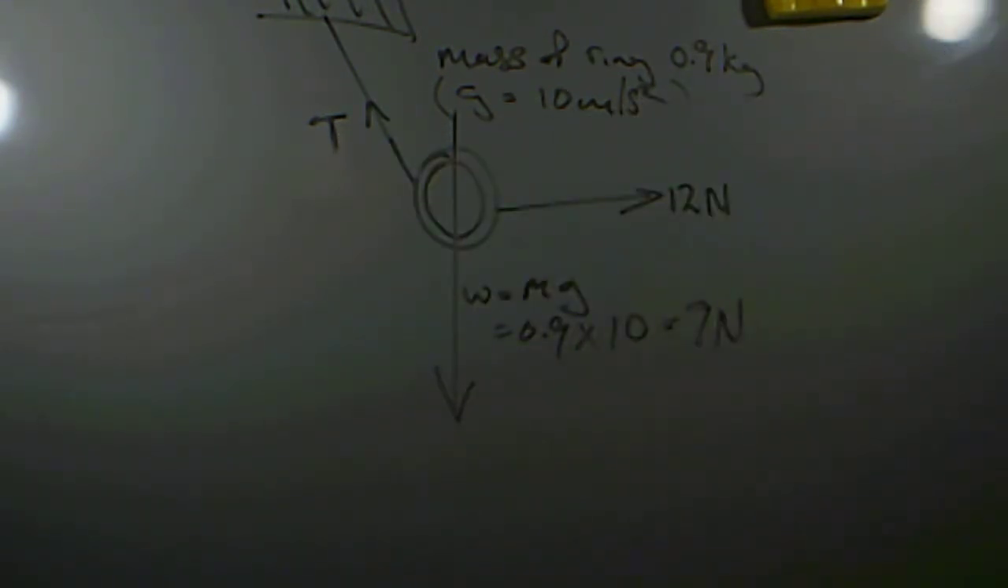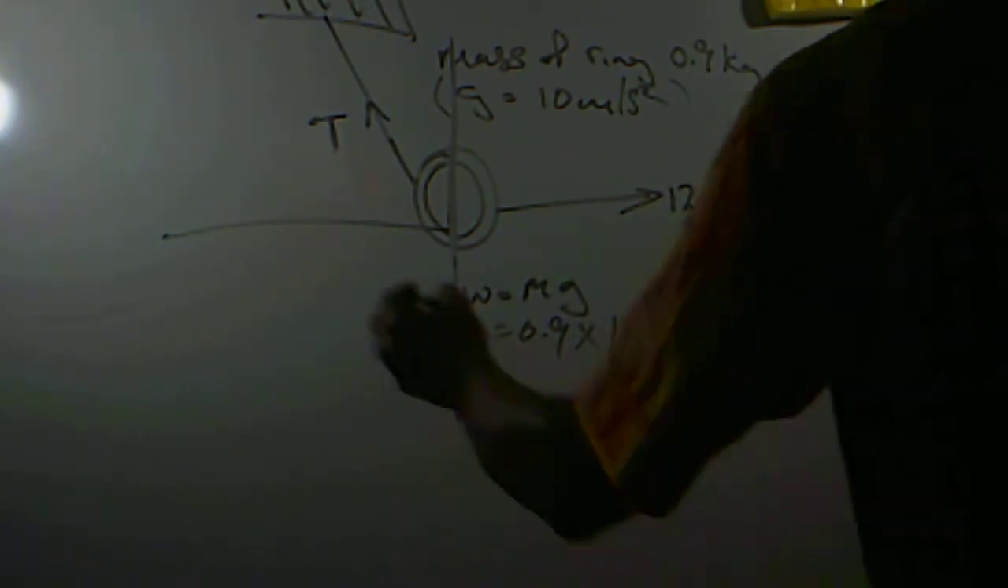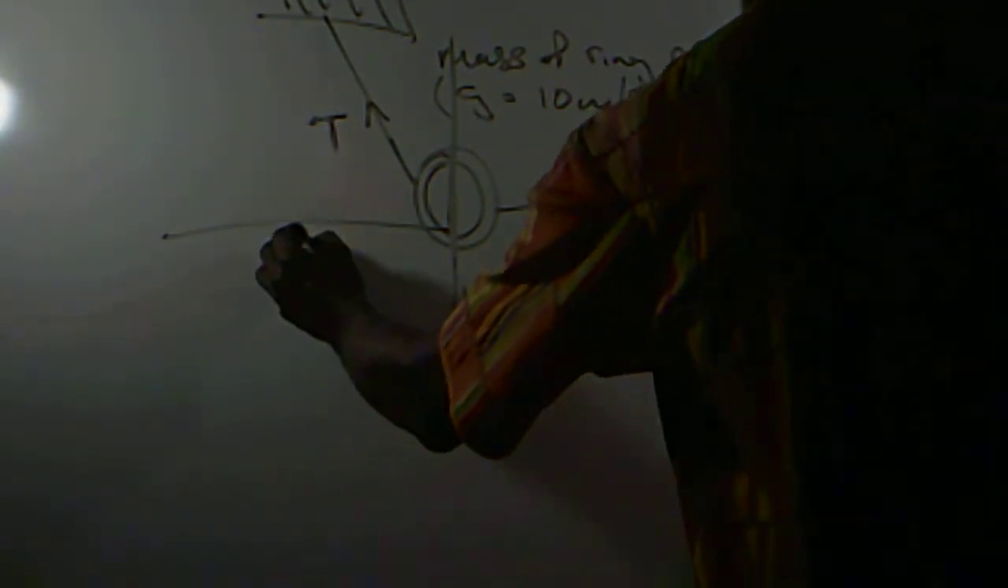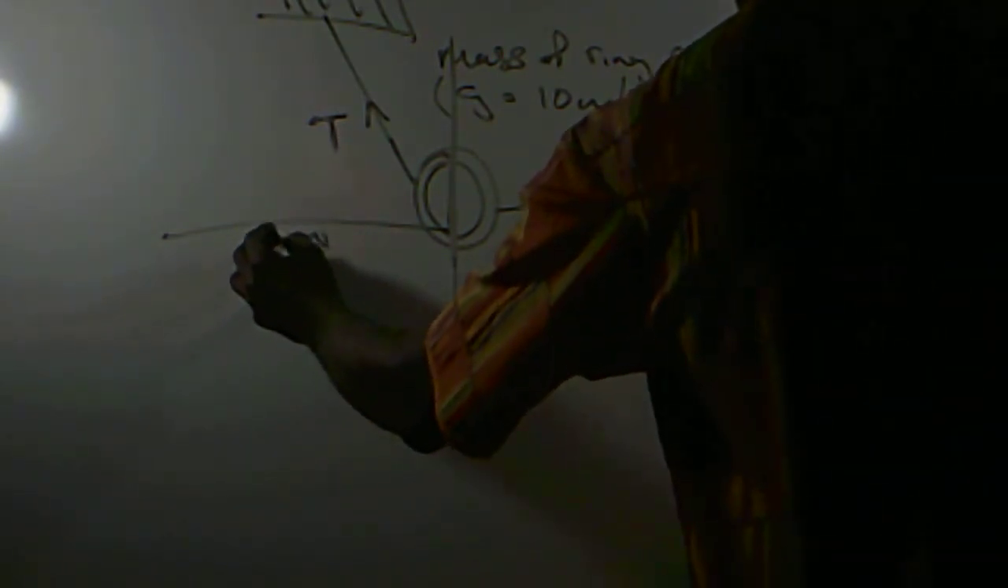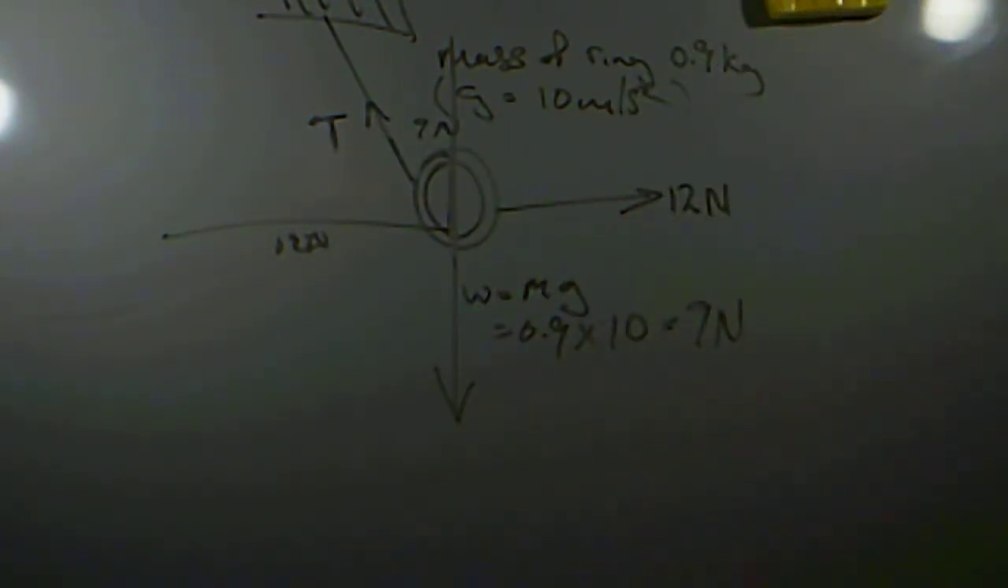So in that case, we can use this to get the value of T, since both of them are acting perpendicular to each other. So this one is 12 Newton, while this one is 9 Newton. Now looking at this, since they are perpendicular to each other, we can use Pythagoras' principle to solve the problem.